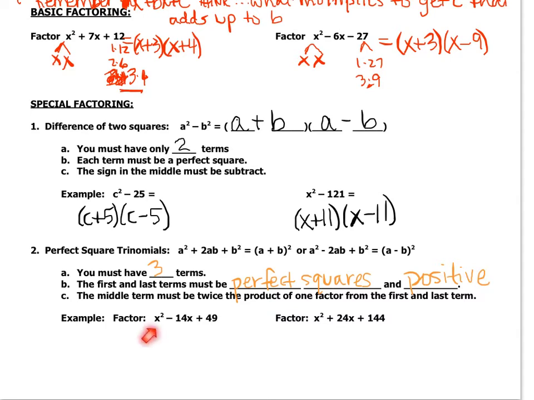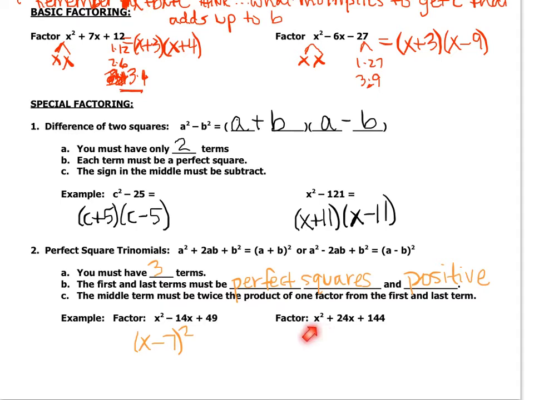So looking here, I have a positive x squared, a positive 49, and then this one's negative. So that tells me I'm going to be looking at this one right here. I'm going to have a minus sign in the middle. Now the square root of 49 is 7. 2 times 7 is 14, so we know it works. So this is going to be x minus 7, the quantity squared. And you could go through and FOIL, x minus 7 times x minus 7, and find out that you would get it simplified to x squared minus 14x plus 49.